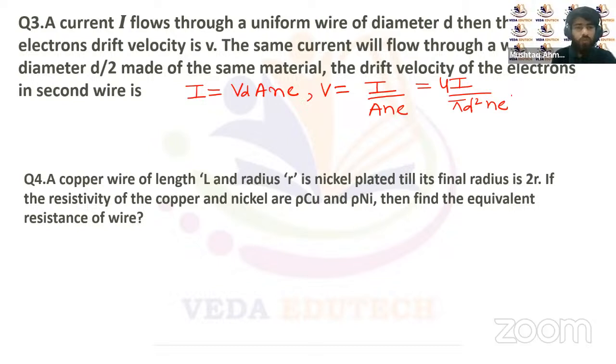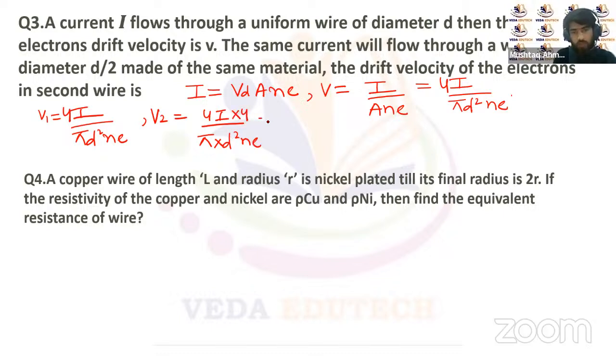Now there are two materials. One is having a diameter of d, another is having a diameter of d by 2. So it means that v1 will be equal to I upon pi d square ne, multiplied by 4, and V2 here will be equal to 4 times I upon pi. Now the diameter is half of the d, so that will be d square by 4 times n into e, multiplied with the factor 4. So the drift velocity of the second conductor will be equal to 16 times I upon pi d square ne.